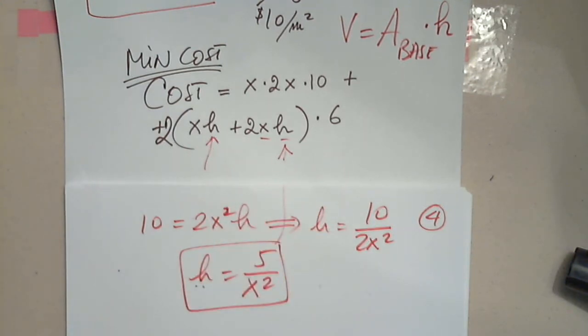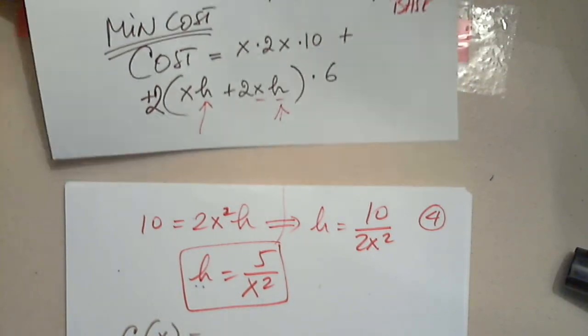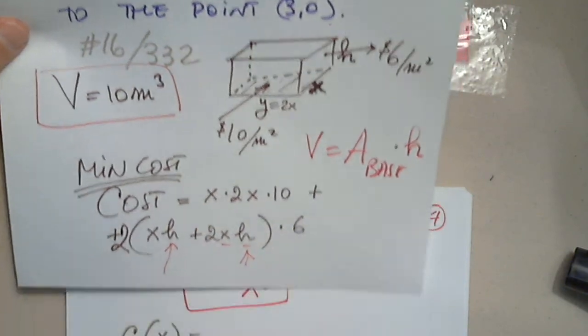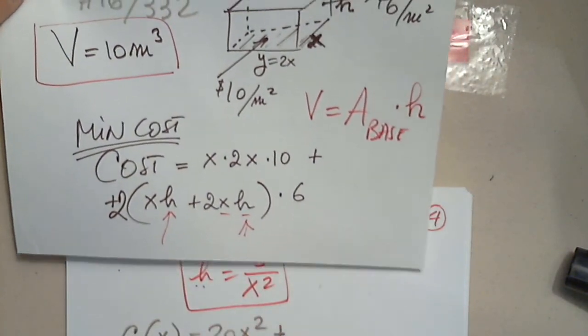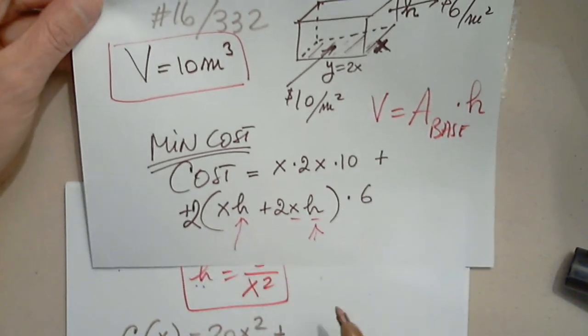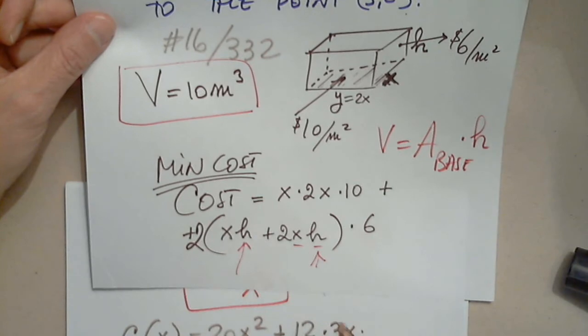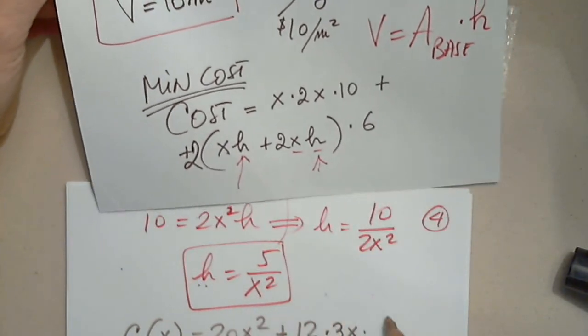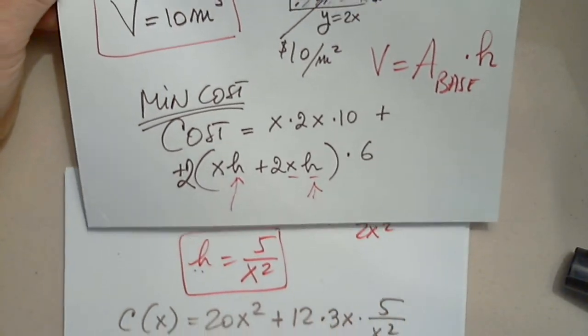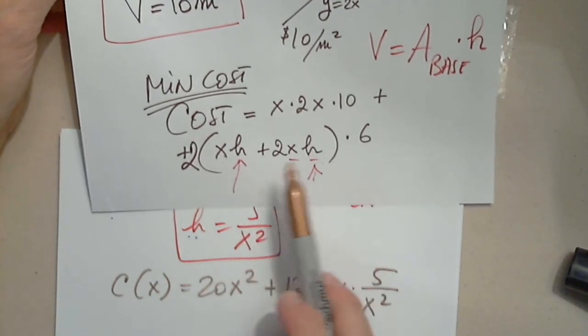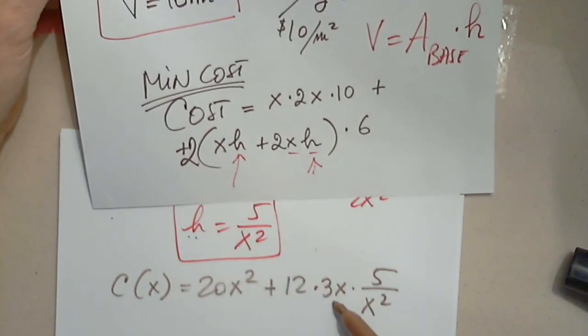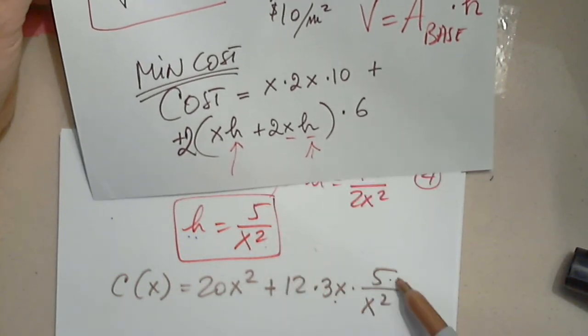So I will determine then the cost function, which now becomes a function of x only. I will simplify this and write 20x squared. I will simplify here and I'll write 12 in front. And then x plus 2x is 3x, and also multiplied by h, which is 5 over x squared. So I pulled out h. I have 12, and x plus 2x is 3x, but h has to be replaced by 5 over x squared.